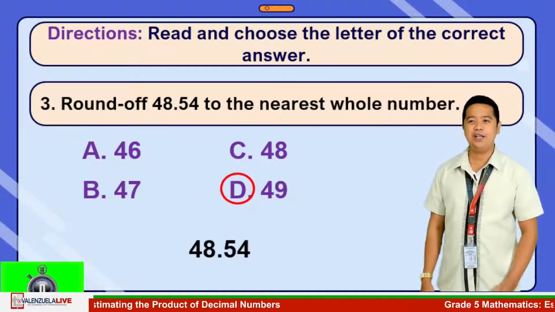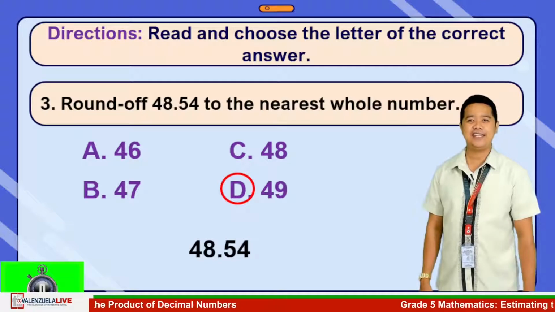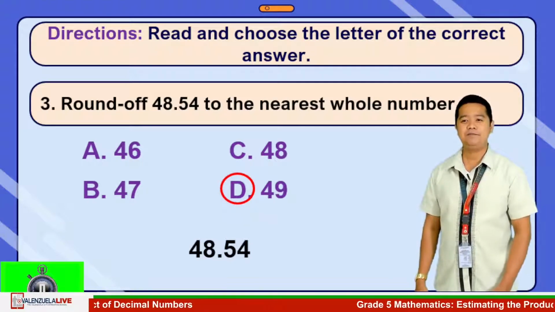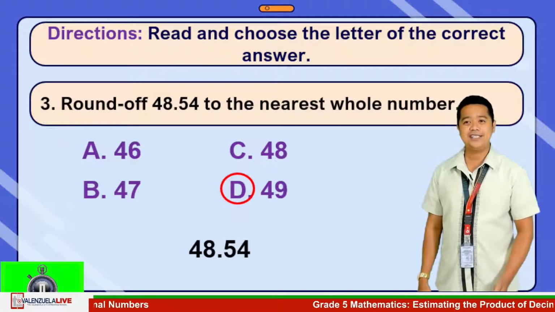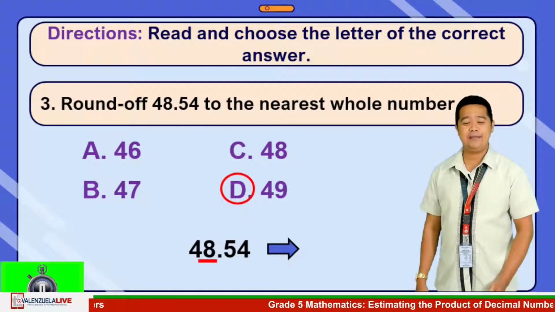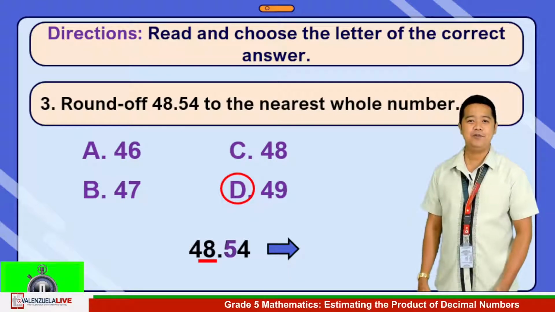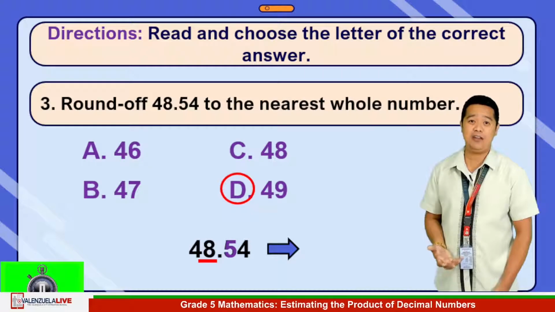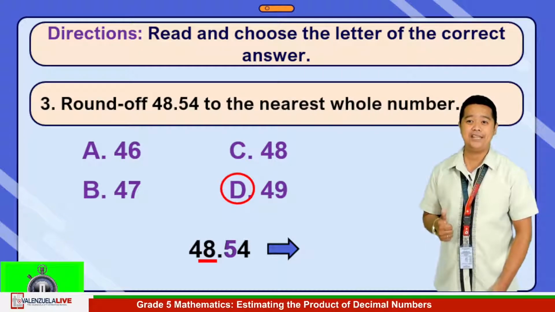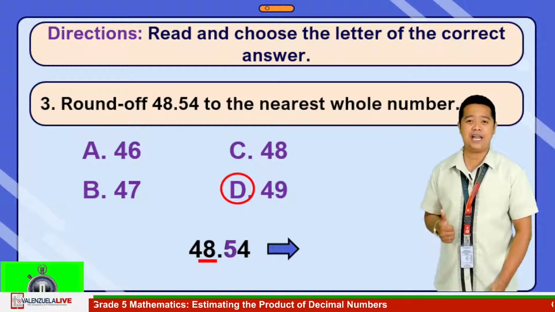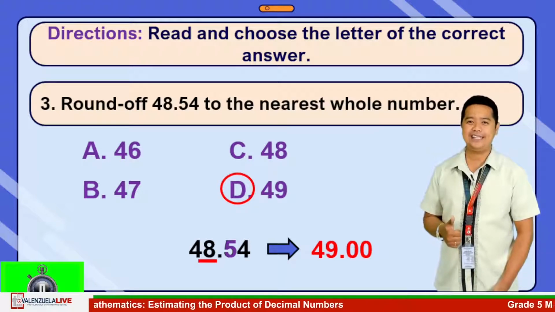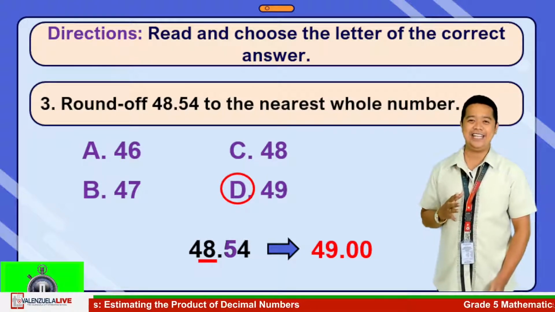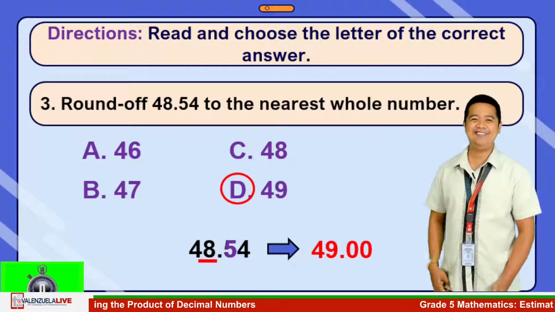It is because 48 and 54 hundredths, the whole number to be rounded off is 8. And followed by 5, which is equal to 5. Again, we will round up. That's why 48 and 54 hundredths will become 49. That's why the answer is letter D. Very good, grade 5.